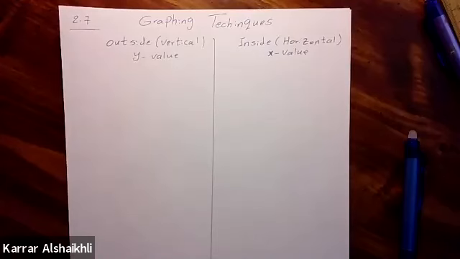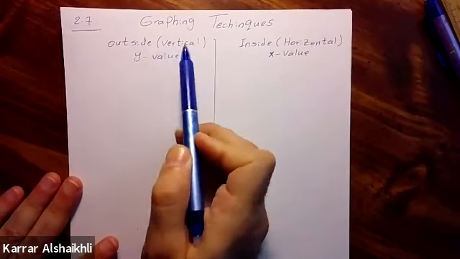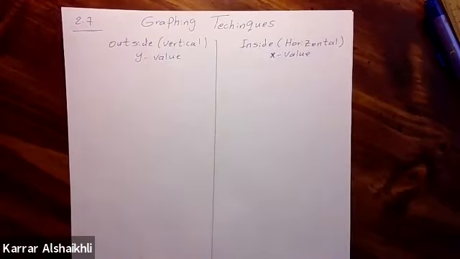So today, section 2.7, graphing techniques. We have two types of graphing, which is the outside, or we call vertical techniques, and the horizontal techniques. We're going to use these techniques on any function. It depends. Remember yesterday we took the 6 functions. We're going to use these as basic functions to graph, using the techniques on these basic functions.